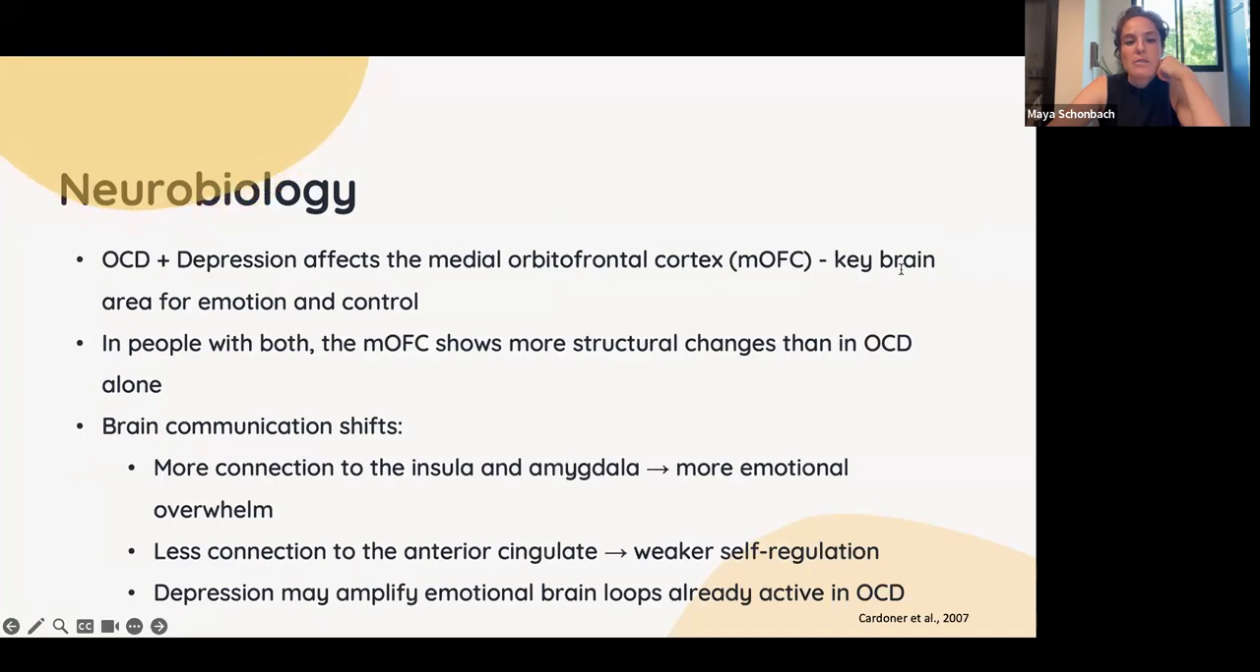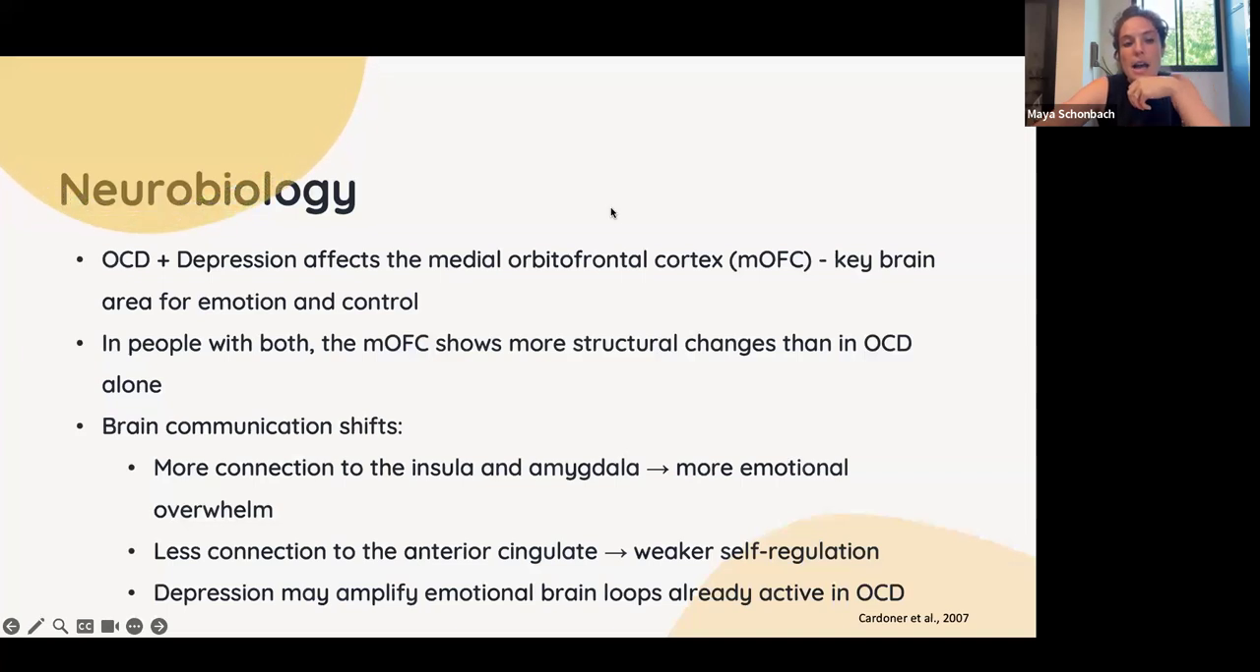Okay, so in terms of the neurobiology, when you have both depression and OCD, the brain is a little bit of a different story than having just OCD alone. One of the key areas is the medial orbitofrontal cortex, or the MOFC. This is a key brain region that helps regulate emotion and control. Research shows that in people with both OCD and depression, this area has more structural changes, leading it to function maybe not as effectively.